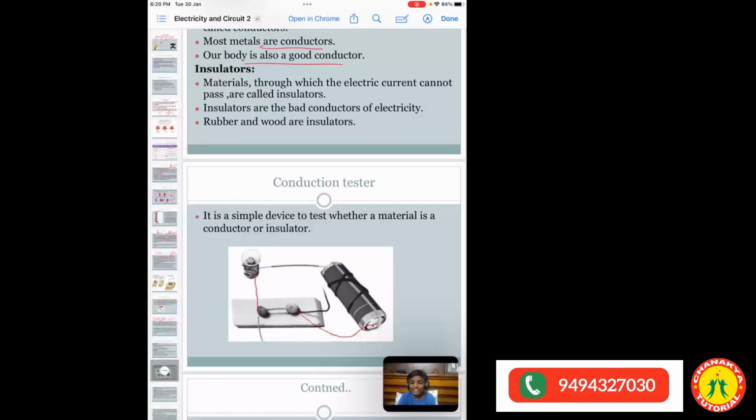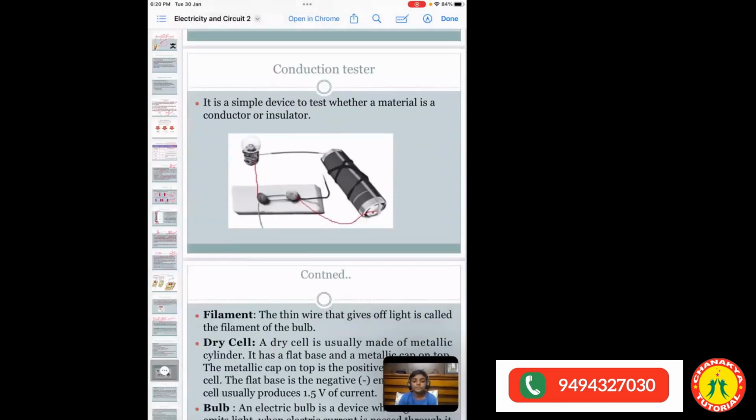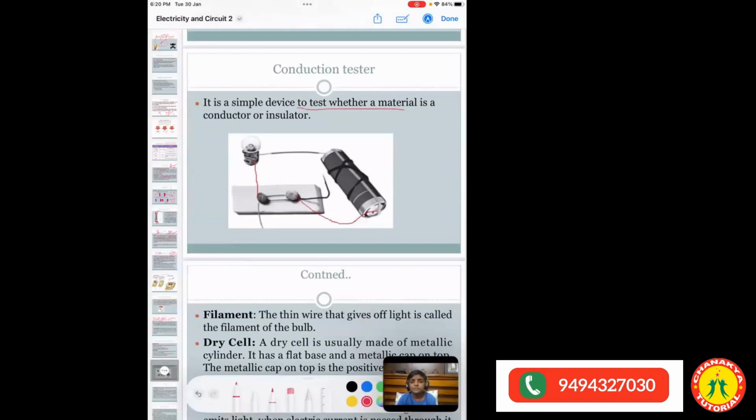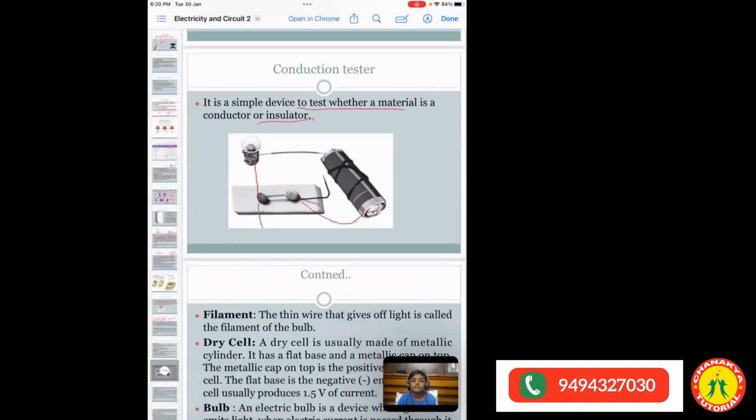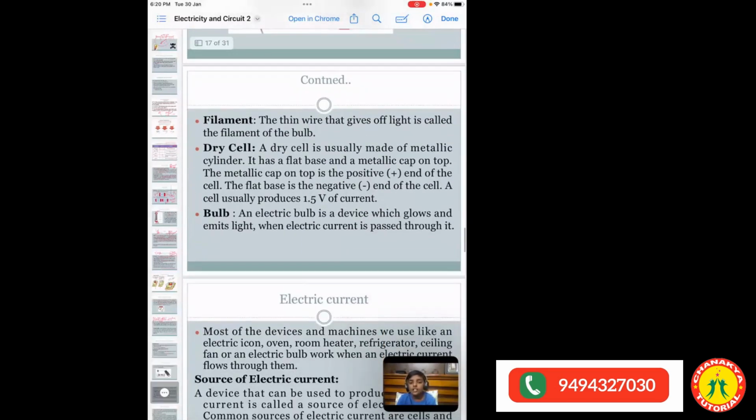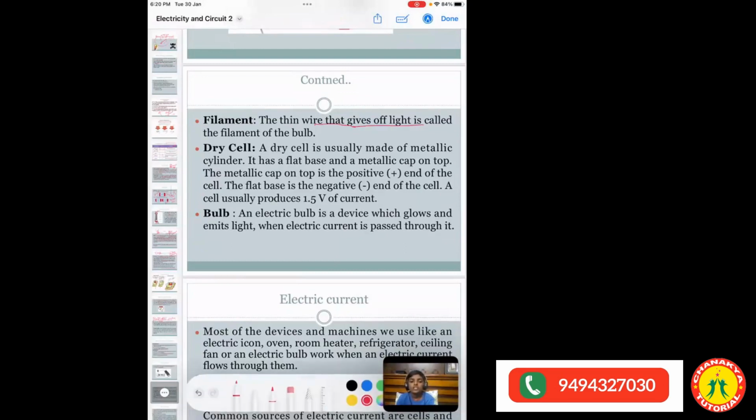So coming to the next one, insulators are materials through which the electric current cannot pass. They are bad conductors. Rubber and wood are good examples of them. Then a conduction tester is a simple device to test whether a material is a conductor or an insulator. With the help of this, you will be able to find out whether it is a conductor or an insulator. Filament, as we discussed, is a thin wire that gives off light.